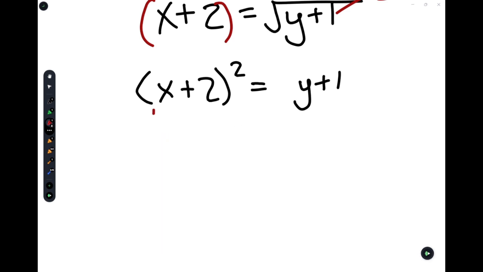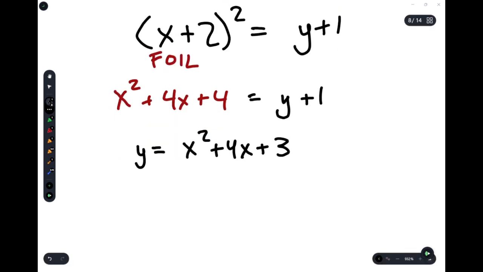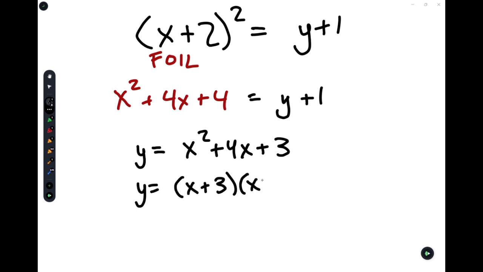There's that intermediate step that I like to call FOIL, but everybody has a different word for it. X squared plus 4x plus 4. Though, honestly, it's easier to leave it, I think. That's true. Plus 1, and then move it over, and you get y equals x squared plus 4x plus 3. Oh, that's fun. Oh, well, maybe it's not easier to leave it. That's fun, too. What is that? Y equals (x plus 3)(x plus 1)?